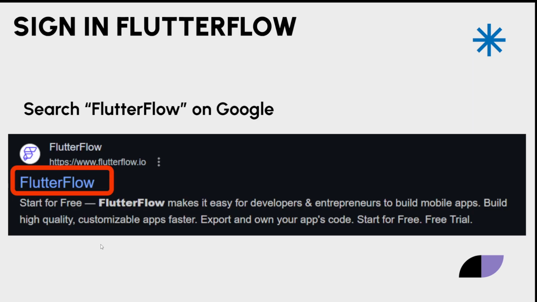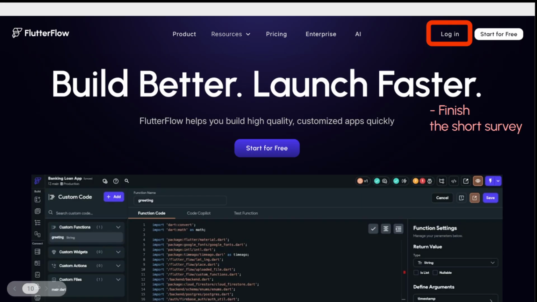First things first, let's find FlutterFlow using Google. Just search for FlutterFlow and you'll see results like this. Go ahead and click on the FlutterFlow link. This is the main page for FlutterFlow. Look towards the upper right side. You'll see the login button.